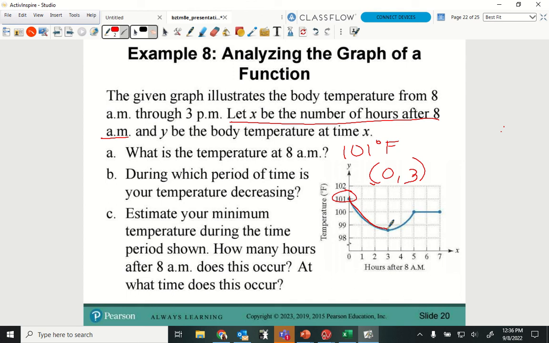Next one. Estimate your minimum temperature during the time period. Estimate the minimum temperature. What do you think the minimum temperature is? 98.5 Fahrenheit. Say the whole thing. You're getting really close. 98.5. Yes, you had it. Okay? 98.5.